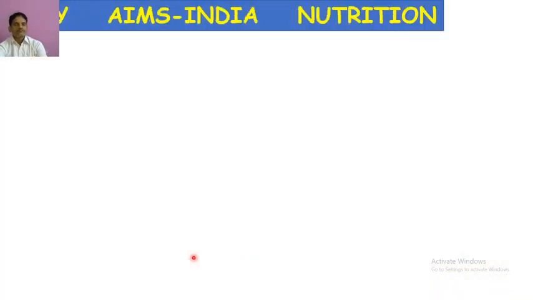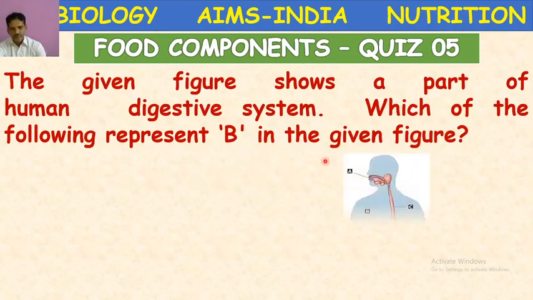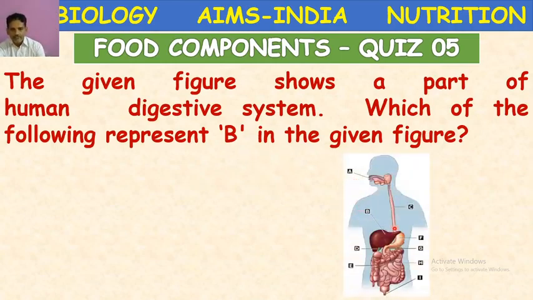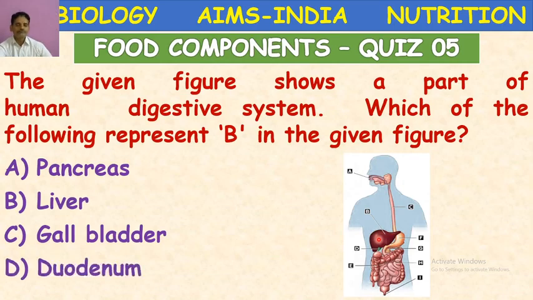Next question. The given figure shows a part of human digestive system. Which of the following represents part B in the given figure? Here A, B, C, like that up to I are given. So the part B represents which part? Means what is the name of the labeled part B? Pancreas, liver, gallbladder, duodenum.